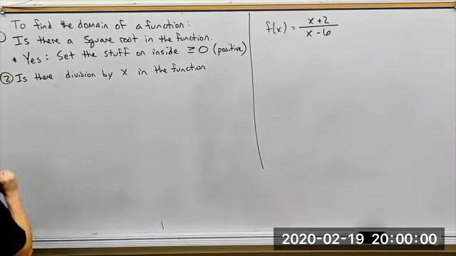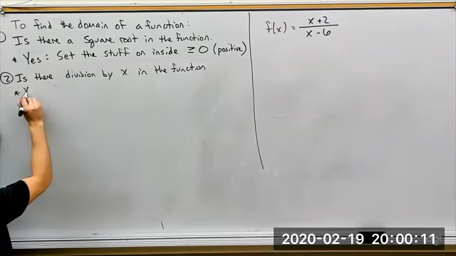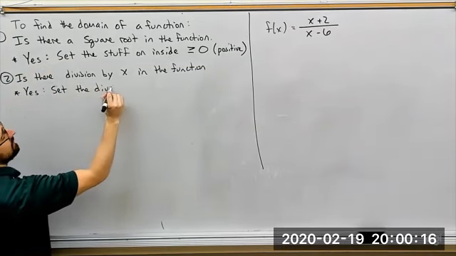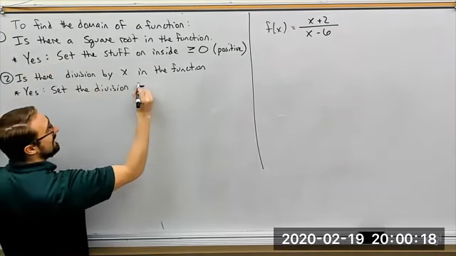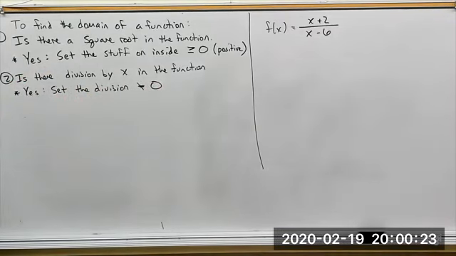Okay? If there's a square root in the function, set the stuff on the inside of the square root greater than or equal to 0. If there is division, is there division? If you say yes, then what you need to do is set the division not equal to 0. You are not allowed to divide by 0. So if you get division by 0, you can't plug it in. So all we're going to do is set the division not equal to 0.